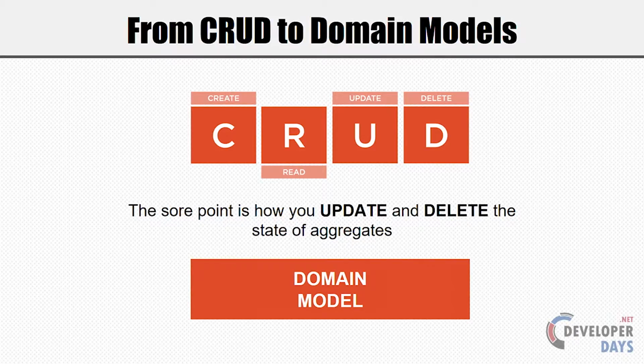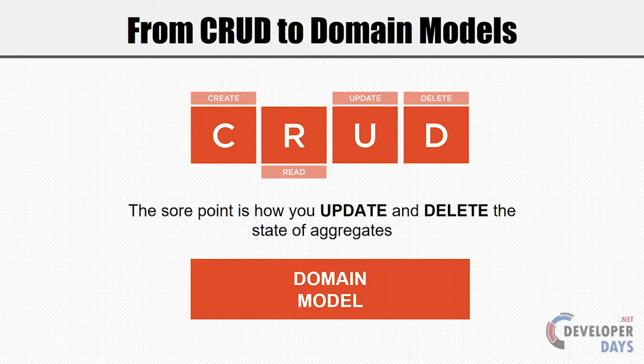So when we want to approach domain models, essentially we should move away from the idea of CRUD, create, read, update, and delete, and move towards something different. How different? CRUD stands for: C is create, R is read, and then update and delete. The real problem in the transition from CRUD to domain modeling is in how we handle updates and deletes.